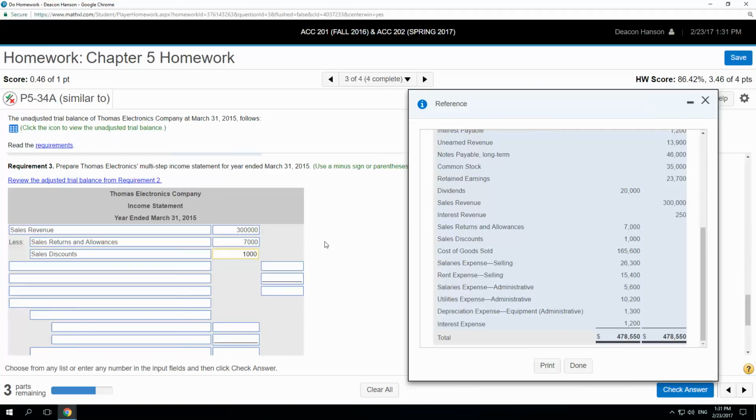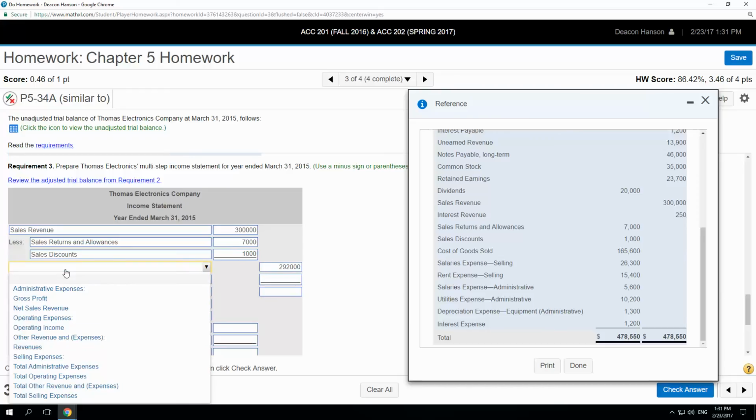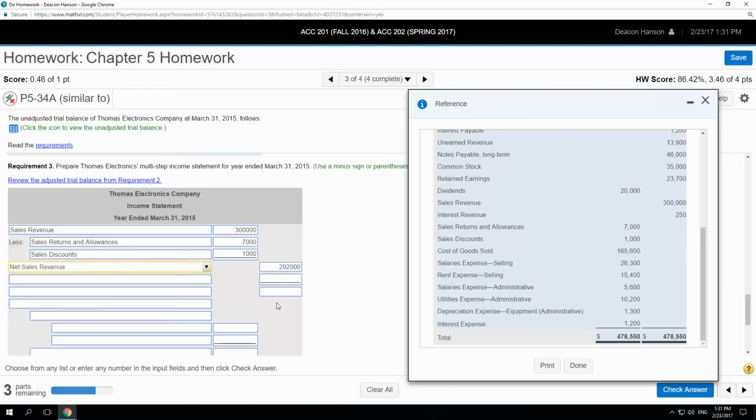Okay, so if I got 300,000 and I'm subtracting 8,000, I'll have 292,000. Right, 292,000. That's what we call our net sales. It's your sales net of the sales returns and allowances and sales discounts. Okay, and I think we're okay not showing these as negative since the word less here qualifies what they are. The less is telling us to subtract them from the 300. Okay.